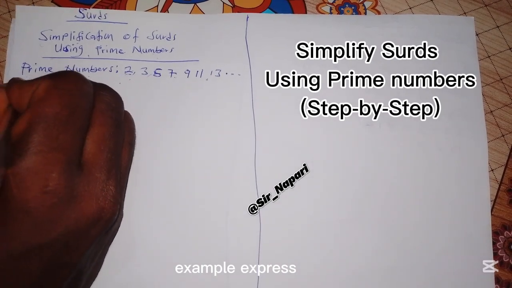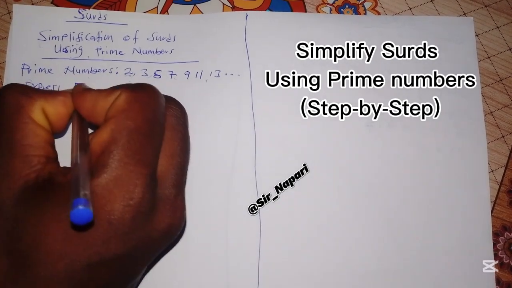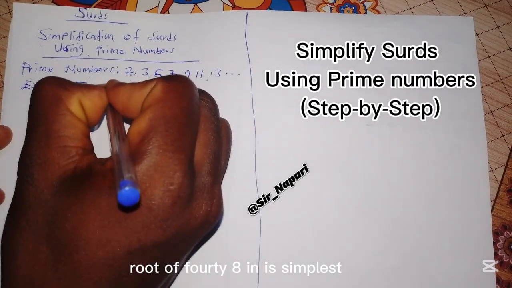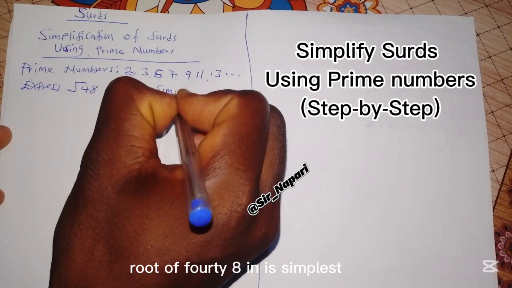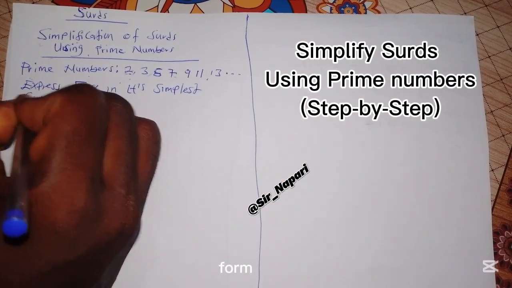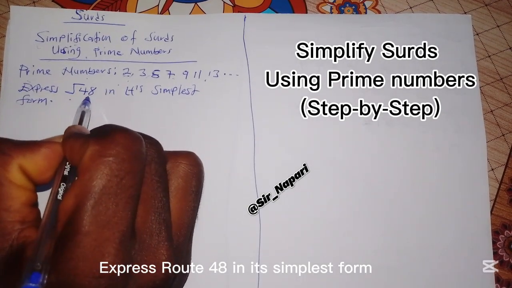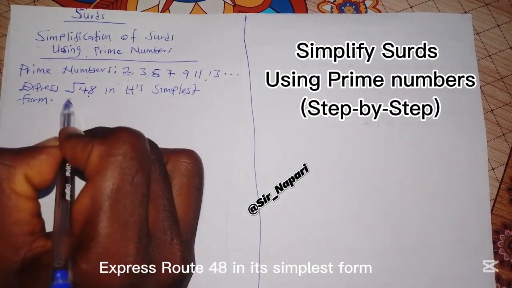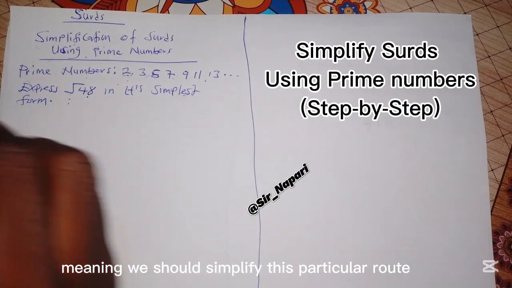Example, express root of 48 in its simplest form. Express root 48 in its simplest form, meaning we should simplify this particular root.